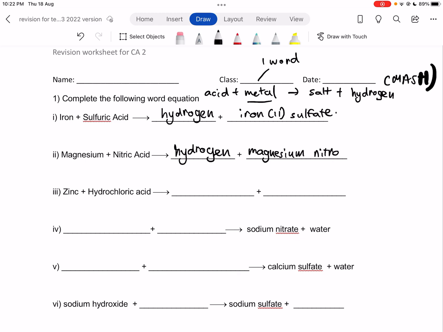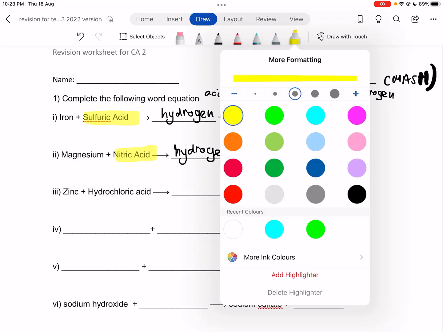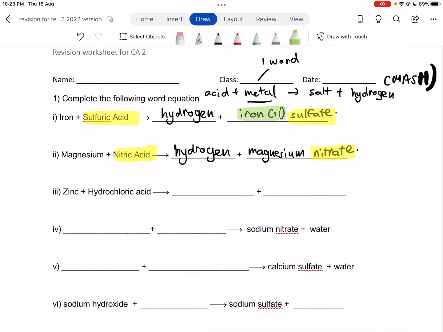Then magnesium nitrate. So let's look at the pattern here. The second word is always from the acid, if you realize: nitric acid, nitrate. And the first word is always from the metal. In this case it's iron. Iron is a bit more special because it can be iron 2 or iron 3. In this case let's take it as iron 2.